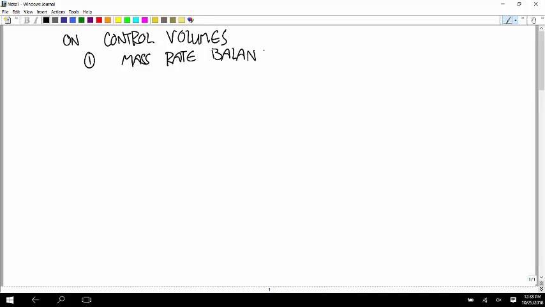was the mass rate balance. And so we're working on control volumes. And the first thing is conservation of mass, or the mass rate balance. And we're done talking about that. And now the thing that we have to get to is the first law of thermodynamics.